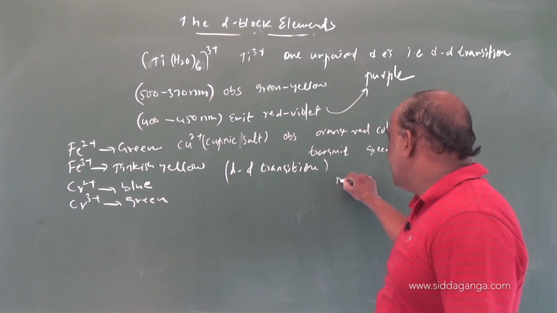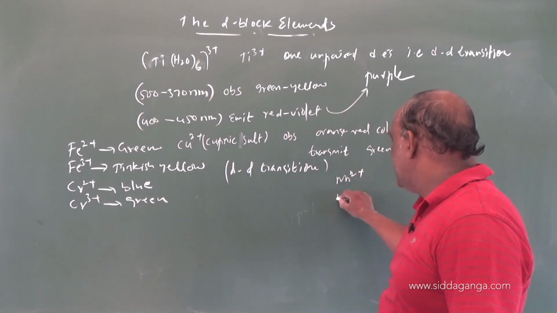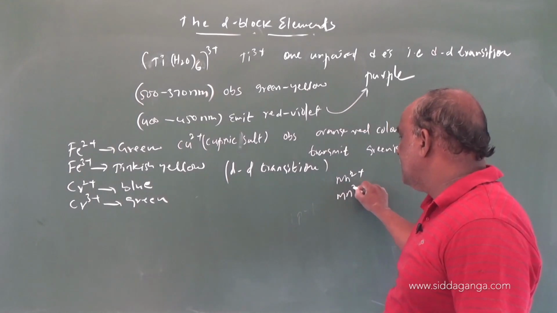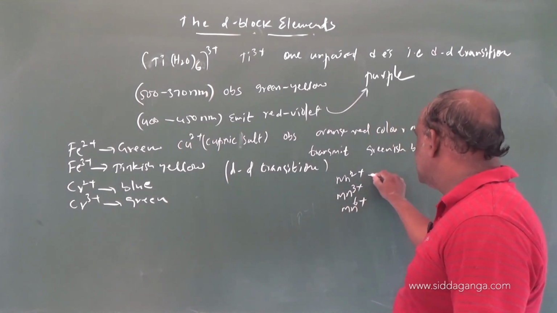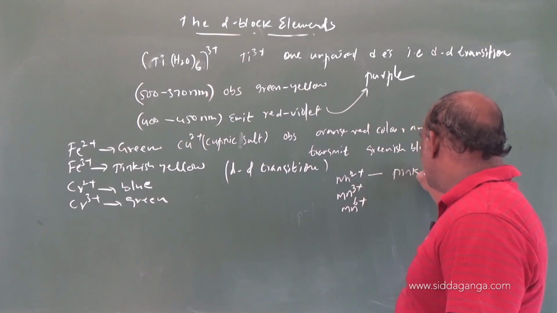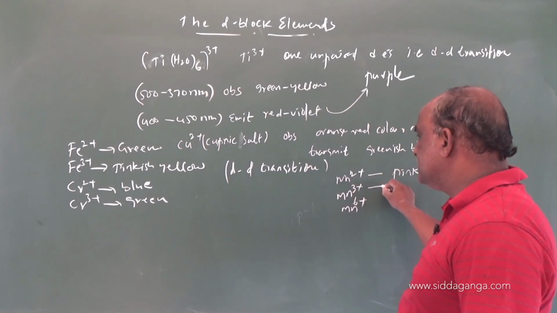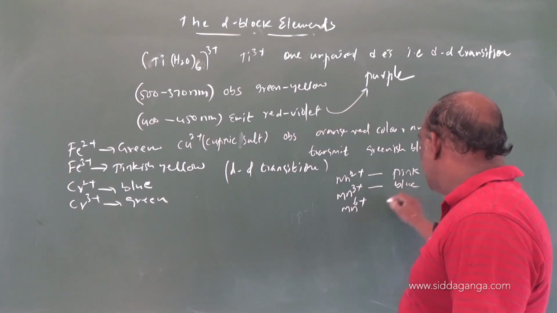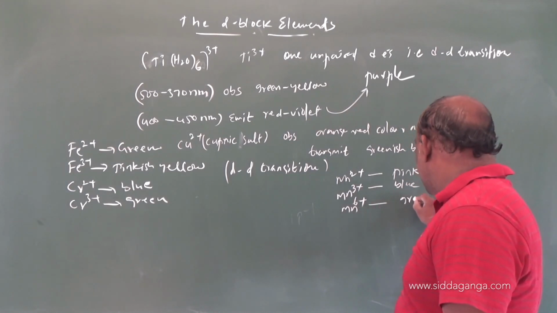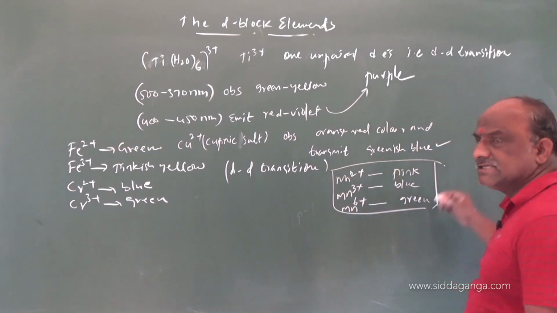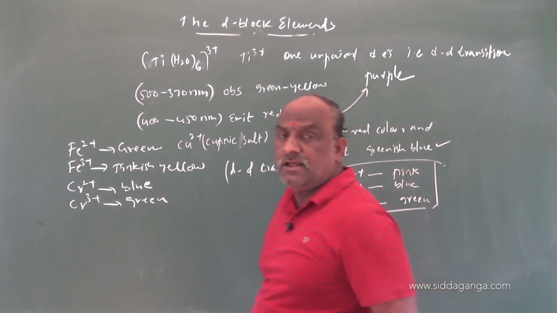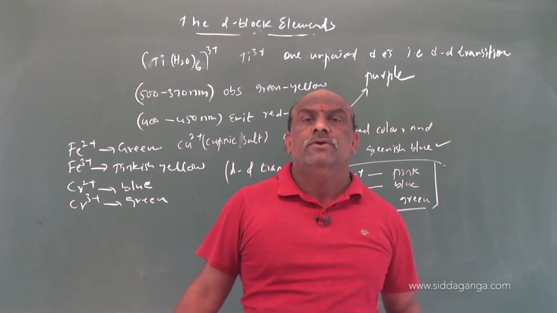Some more examples are Mn2+, Mn3+ and Mn6+. Mn2+ is pink color, Mn3+ is blue color and Mn6+ is green color. Make a note, my dear students, these are very important. Why do these exhibit such characteristic colors? Due to the d-d transition.